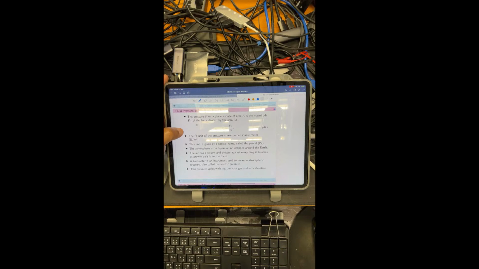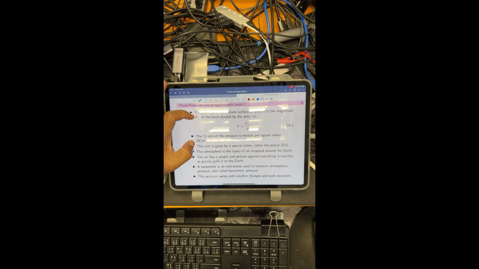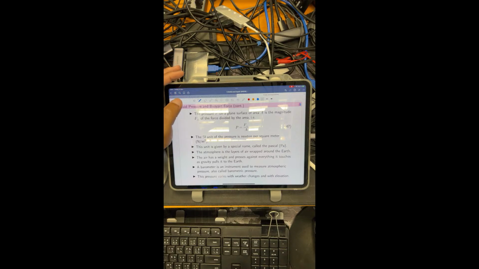Actually, pressure has to be introduced before in the chapter of heat and gas, but we will talk about it again. Assume that you have never seen the definition of pressure before. Pressure P on a plane surface: let's talk about a surface that is planar, and that plane has the area A. The pressure is the magnitude F perpendicular of the force divided by the area.